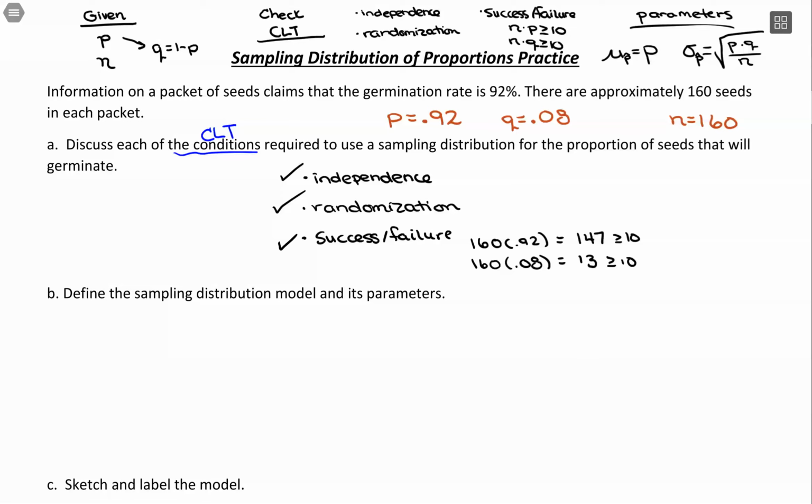For independence, we could say something like, sampling 160 seeds out of all of the seeds, it's less than 10%, so it would be independent in how they behave. Randomization, it doesn't say exactly that it's random. It'd be best if they said they were selecting a random packet of seeds or a random 160 seeds. That would be best. We'll just assume that we have those.